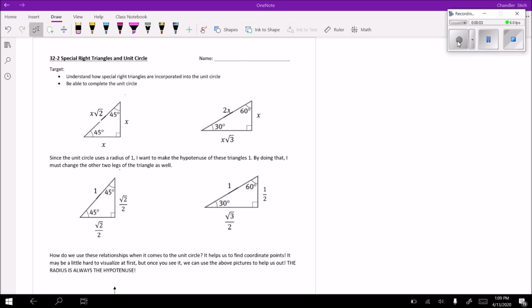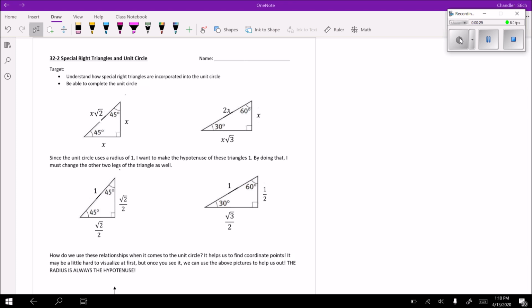32-2, special right triangles and the unit circle. Again, going back to the unit circle, I told you that we were going to incorporate sine, cosine, and tangent all into the unit circle, which is why we had to review them. Now, they don't entirely leave a lot for us to calculate here with these special right triangles and the unit circle.